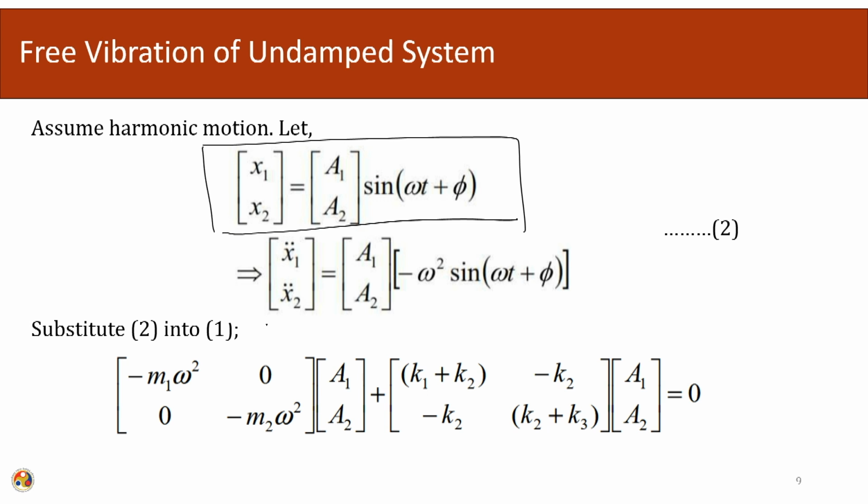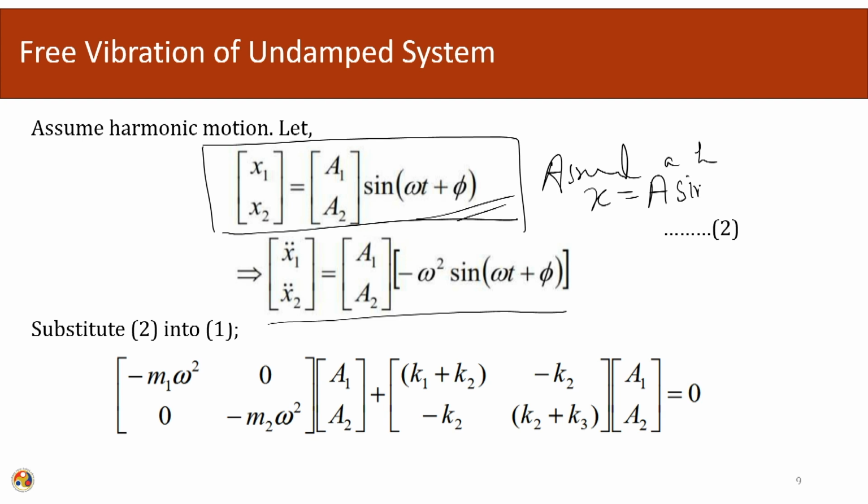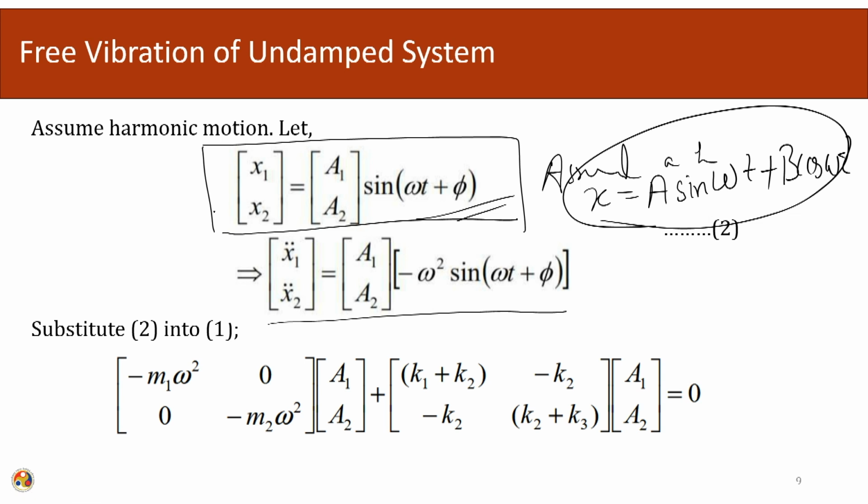So, this is the assumed solution, assuming a harmonic response. This is similar to what we did for the single degree of freedom system. In a single degree of freedom system, we assumed the harmonic motion. So, our solution was a sin omega t plus b cos omega t. So, this was the assumption of our harmonic solution. Here we are also doing the same thing.